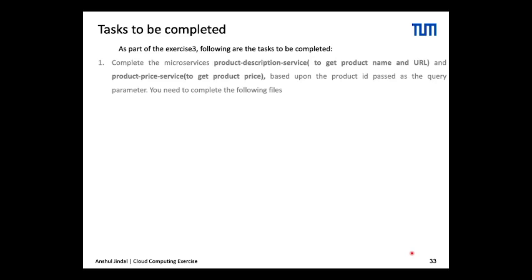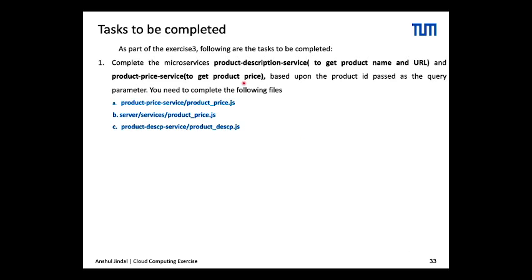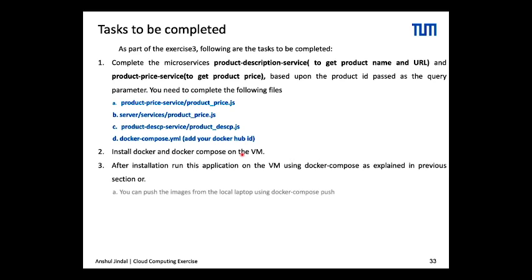And for the tasks, as I mentioned earlier in the earlier presentation, all the yellow markings you have to complete. That's where you have to complete the product description service to get the product name and the URL, and the product price service to get the product price. For that, you have to complete these 3 individual files. The 4th is a Docker Compose file, where you have to add your Docker Hub ID. Then install Docker and Docker Compose on the virtual machine to spin up your application.